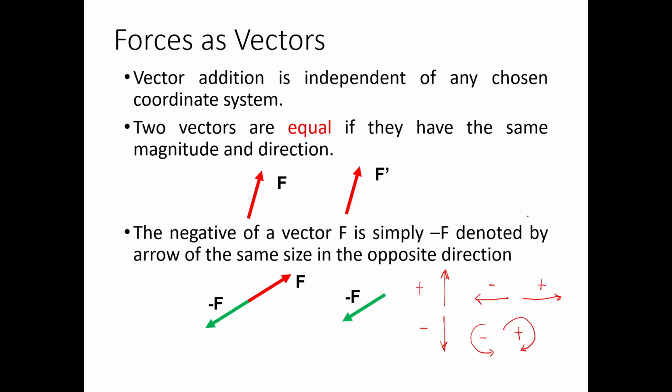Everything that is going up is positive. Everything that is going down, regardless of whether it's diagonally going downward, is still negative. For example, this F here is positive F prime, because if we break the components into two different forces, you'll have a force going to the right and a force going upward. That's how we deal with forces later on.